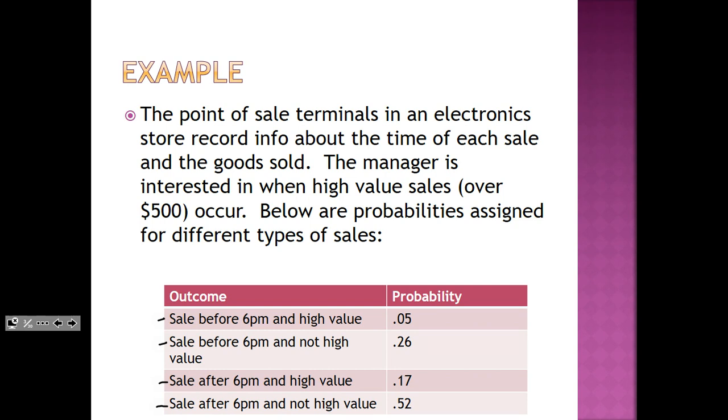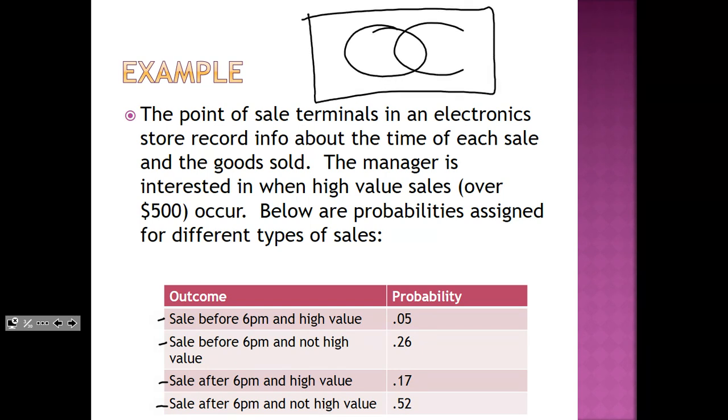Basically I have two outcomes. One is the time and the other is the value. So if you think about a Venn diagram, for my circles we have a couple of options actually to get the right answer here. I'm going to use one circle as before 6, and then the other one being high value. Okay, so we'll start with that. Before 6 and high value, 0.05.